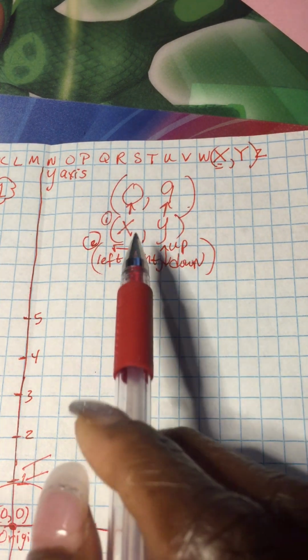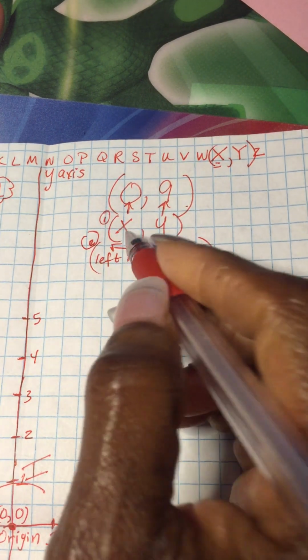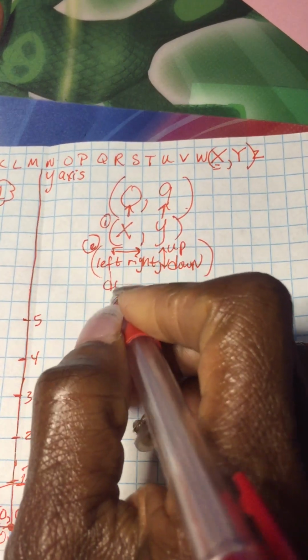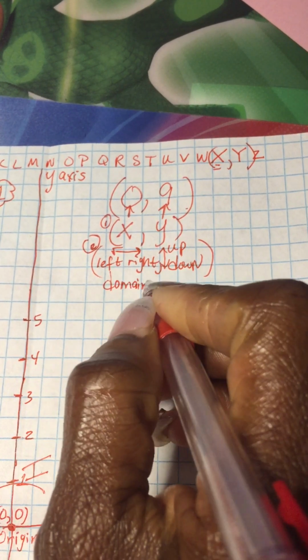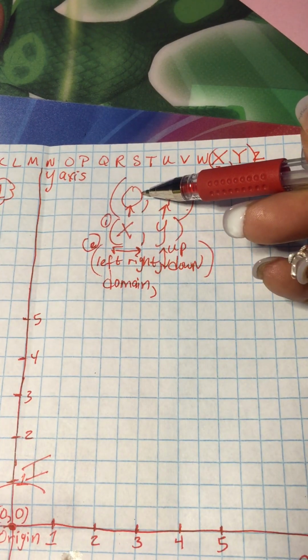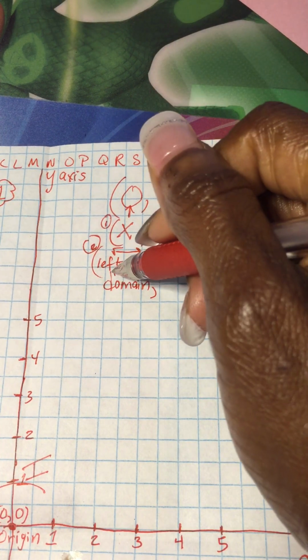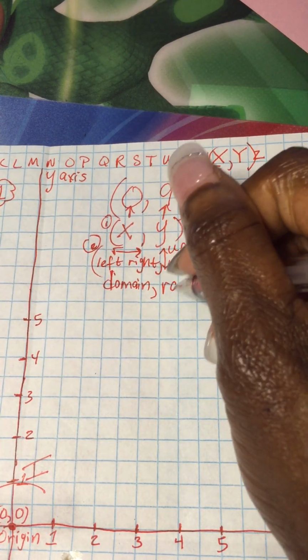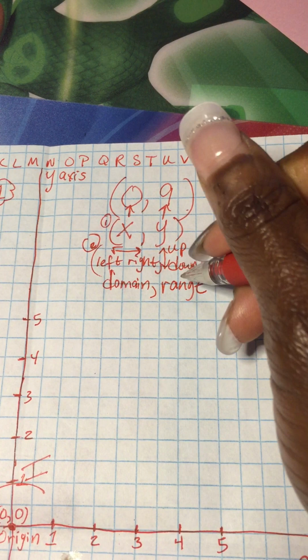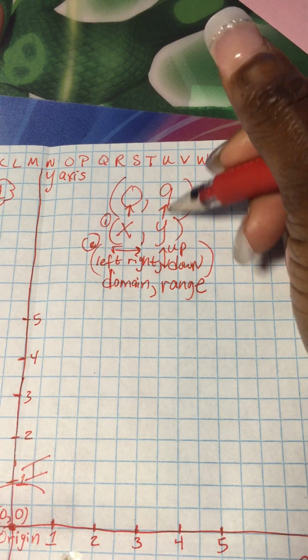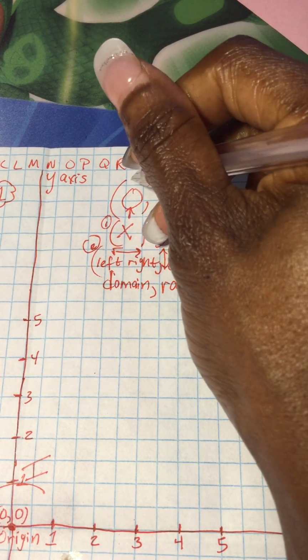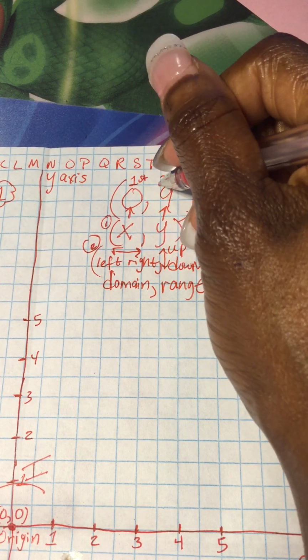I can ask you, where is your domain? If I say domain, that means the first number. That's a fancy name for your first number or your x value. Or I can say, what is your range? Your range is a fancy way to say, what is your second number or your y number? So this is your first number, and this is your second number.